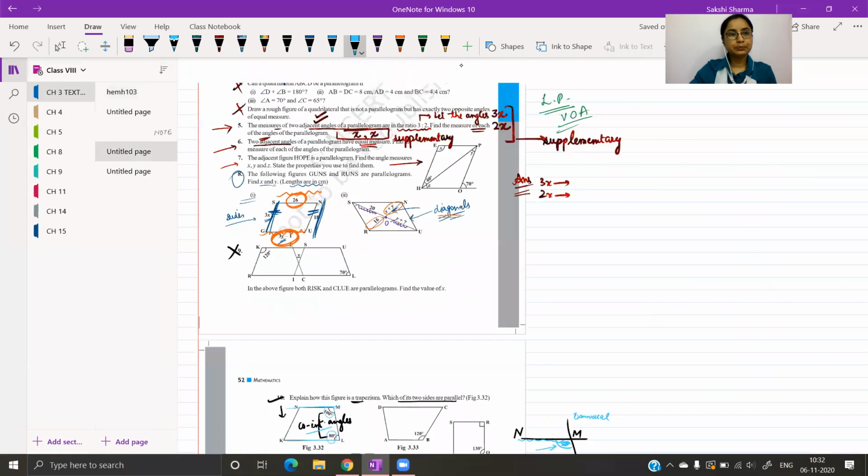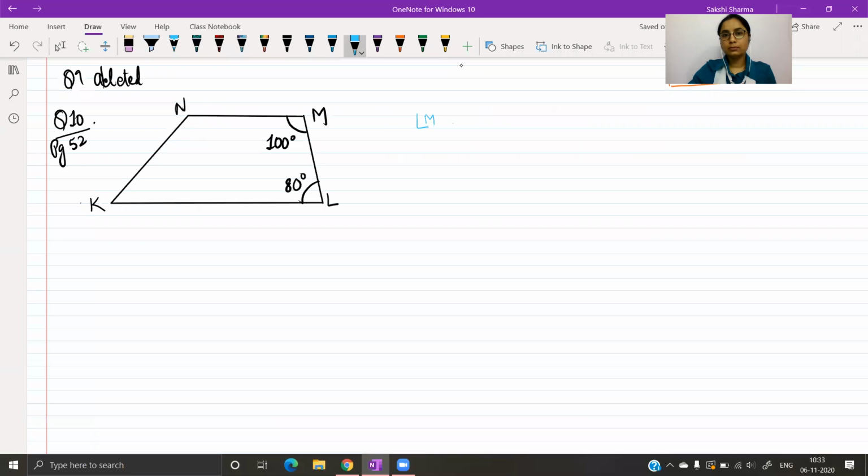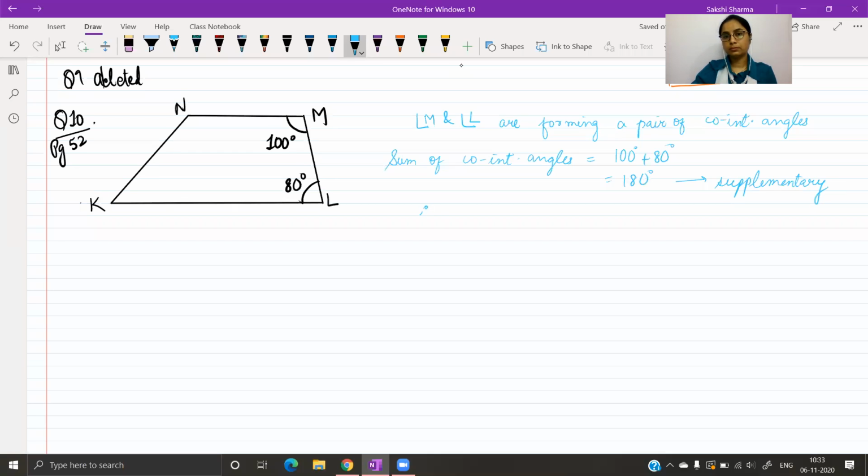Let's write the answer. Angle M and angle L are forming a pair of co-interior angles. And then you can indicate also. That's it. And you can write down the reason.